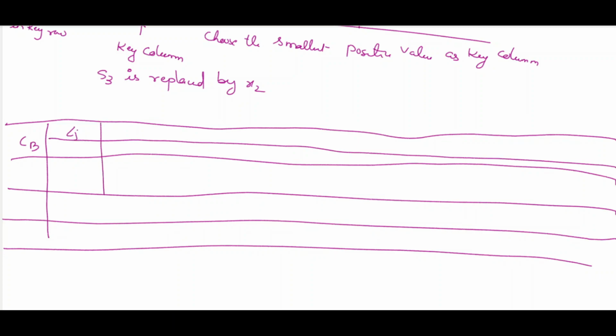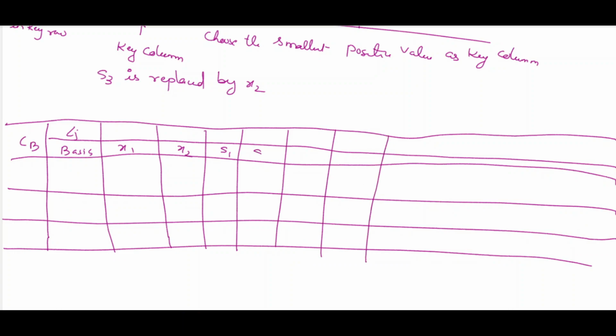this is CJ, this is basis 1. The CJ's values will fix throughout the iteration. It will not change. That means the coefficient of variables in the objective function. X2 here, S1, S2, S3, S4. Last is the contribution quantity.